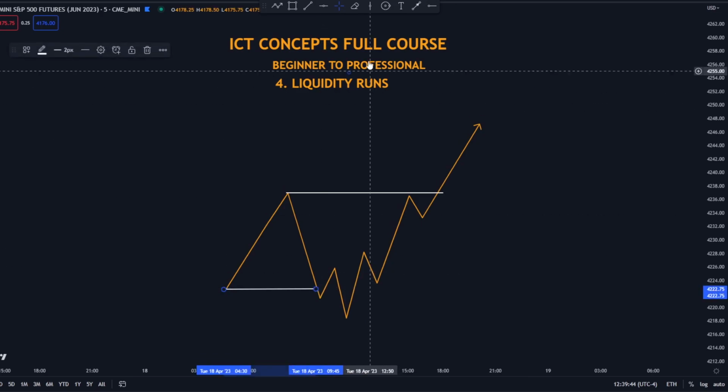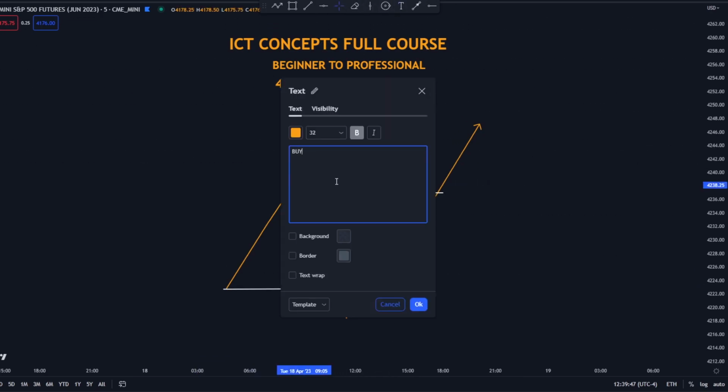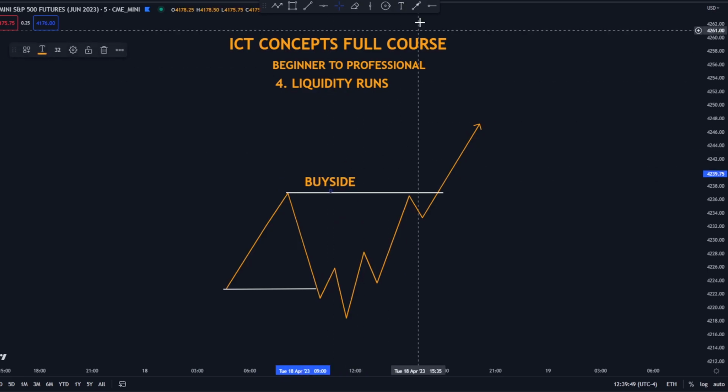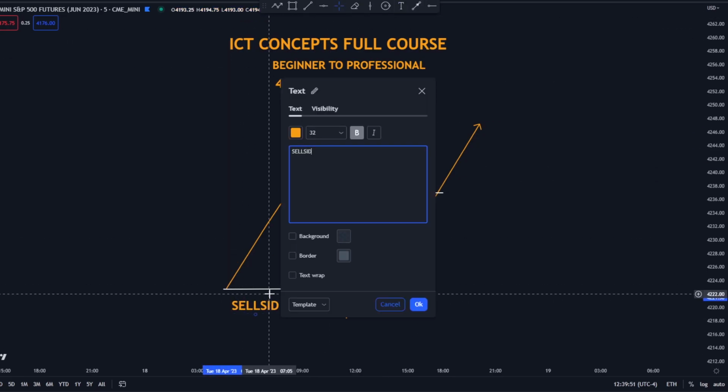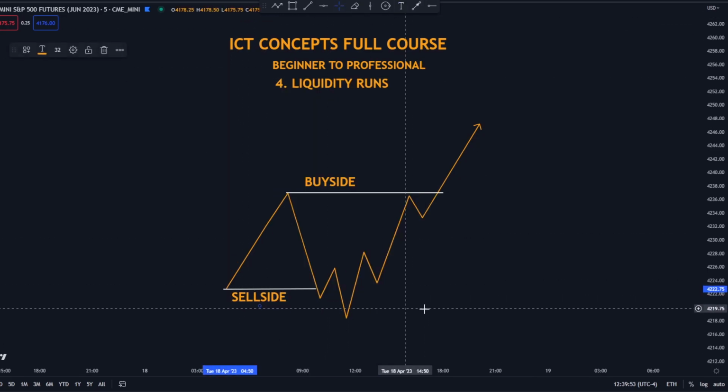Once again, this works for the other side too. So just so you can see, it's the buy side and sell side. Those are the two types of liquidity.